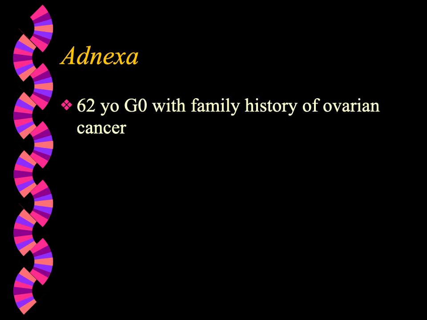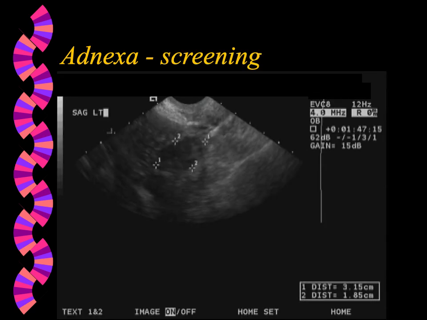Our next patient is a 62-year-old G0 with a family history of ovarian cancer. So we don't use ultrasound as a routine screening for ovarian cancer. However, in a patient with a family history, she may qualify for screening via ultrasound. So on her screening exam, this is her left ovary. It measures 3 by 1.8.